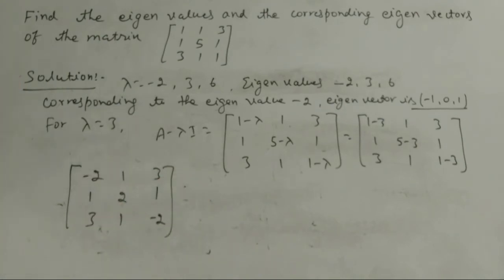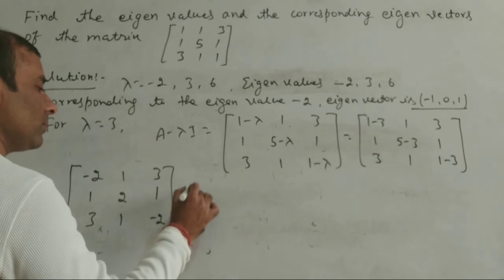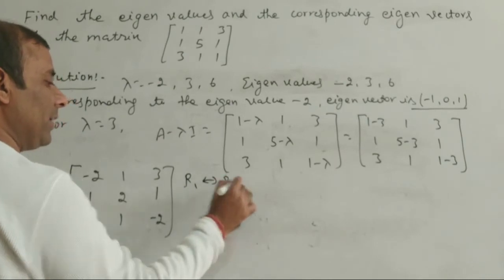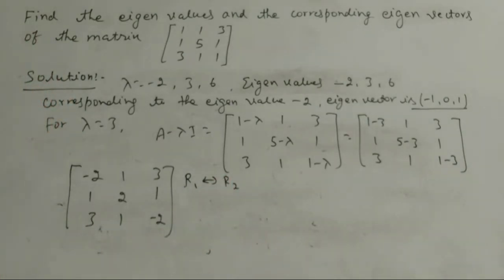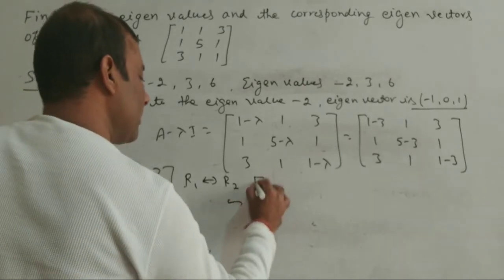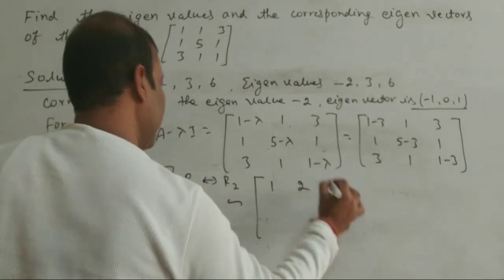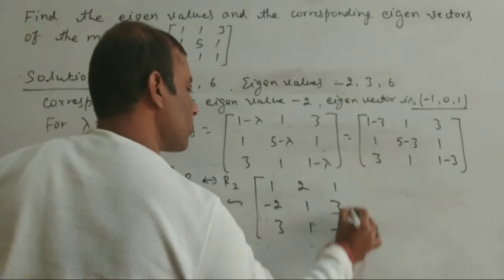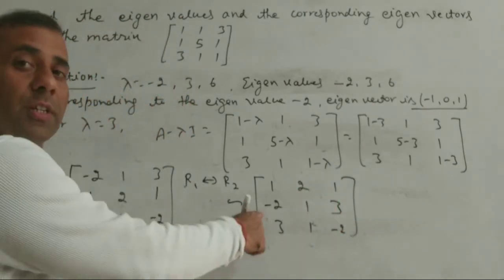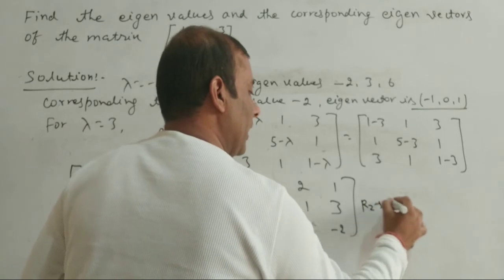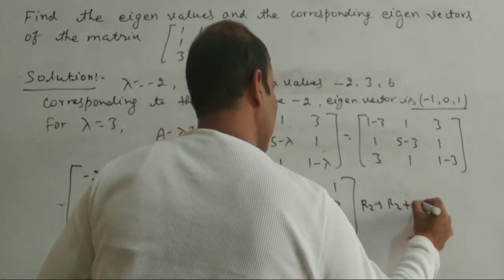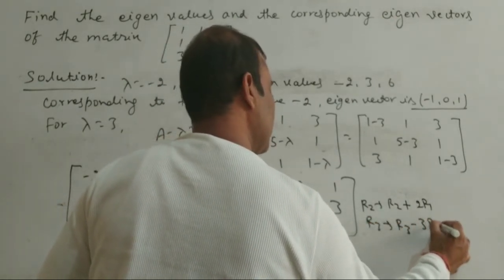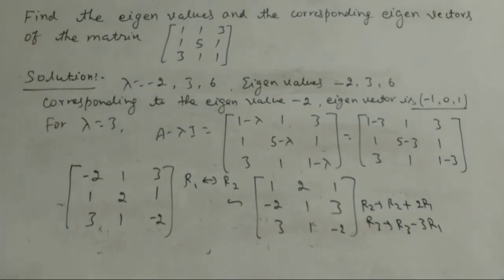Now we have to solve this. So again R1 interchange by R2, then it becomes 1, 2, 1; minus 2, 1, 3; 3, 1, minus 2. Now apply elementary transformation. R2 goes to R2 plus 2R1 and R3 goes to R3 minus 3R1.